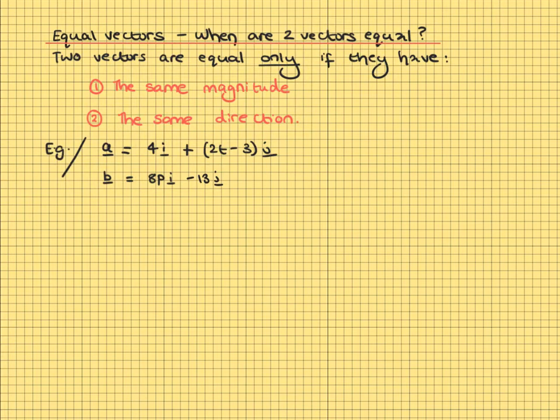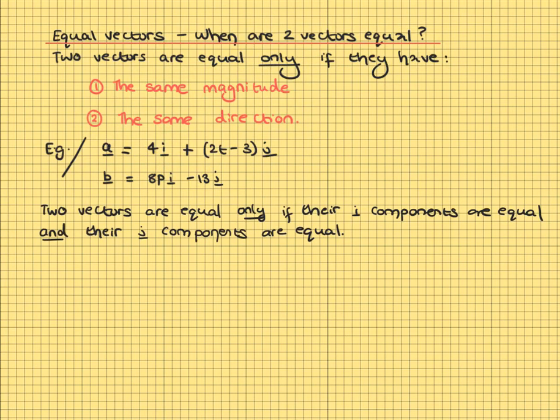Now, how would I know if these two vectors were equal? How would I know if they had the same magnitude and the same direction? Well, the two vectors can only be equal if their i components and their j components are equal. If this is the case, then this will ensure that the vectors have the same magnitude and the same direction. So let's look at these two vectors in a little bit more detail.